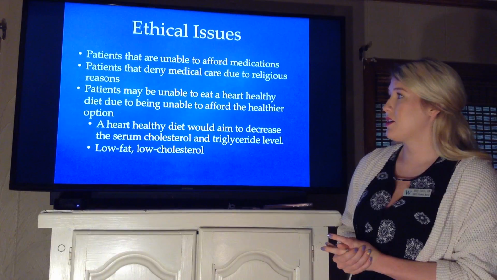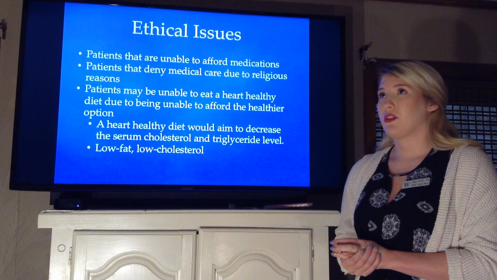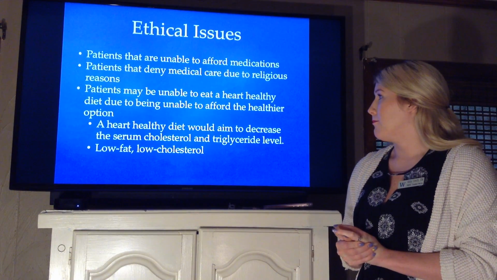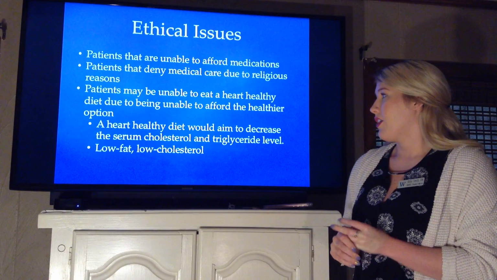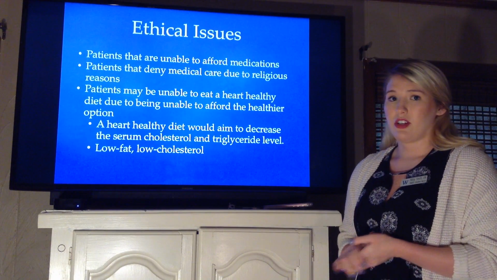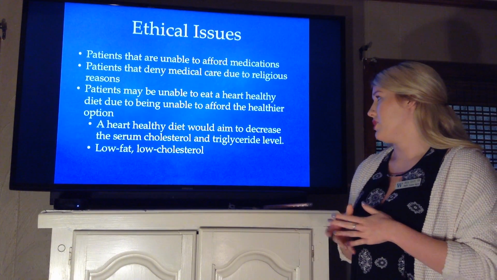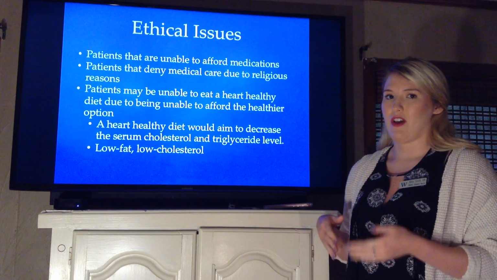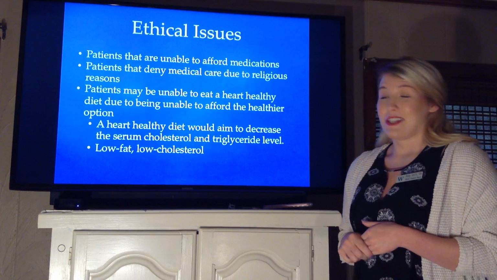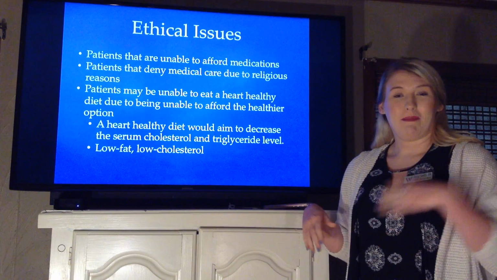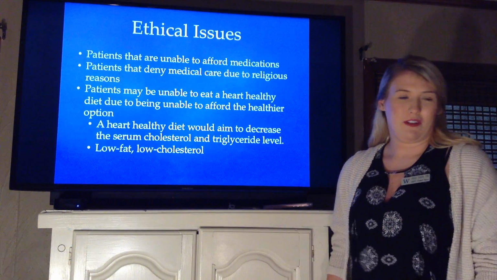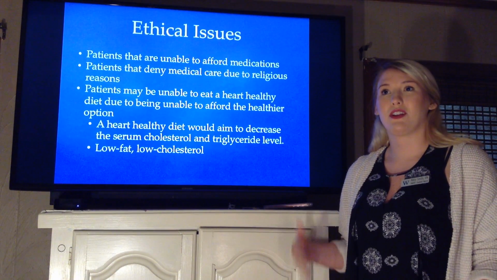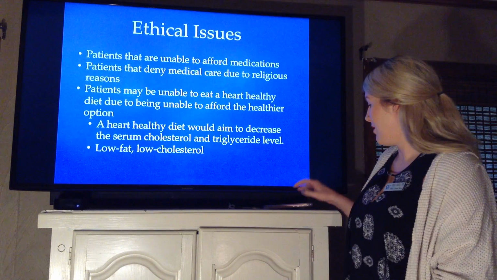And then some patients can't afford the heart healthy diet. The heart healthy diet aims to decrease the serum cholesterol and triglyceride level, which is a low fat, low cholesterol diet, which is typically more expensive than going to McDonald's and getting something off the dollar menu. The healthier option is a little bit more expensive.